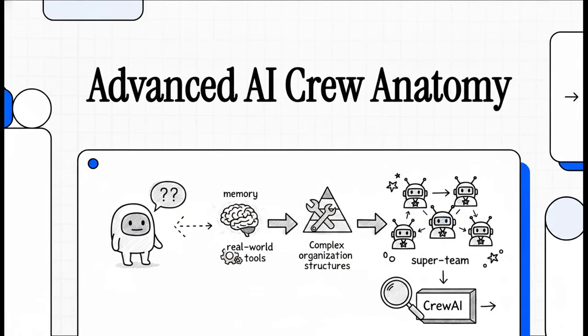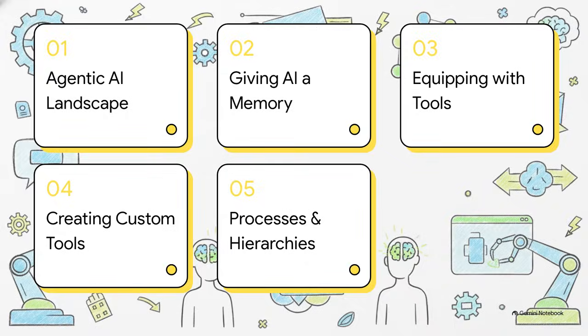We're going to open up the hood of Crew AI and see step by step how to build a truly advanced AI crew, one packed with a memory, real-world tools, and some pretty complex organizational structures. So here is our roadmap for today. We'll start with the agentic AI landscape, then move into giving AI a memory, equipping agents with tools, creating custom tools, and finally, processes and hierarchies.